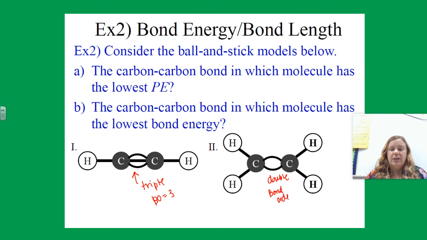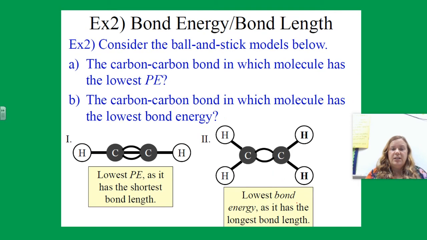Okay, so put that together with what you've seen in the previous screens, and you'll see the triple bond has the lowest potential energy because the bond length is shorter. The double bond has the lowest bond energy because it has the longer bond length of the two.